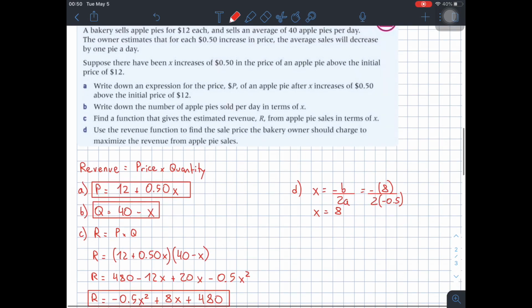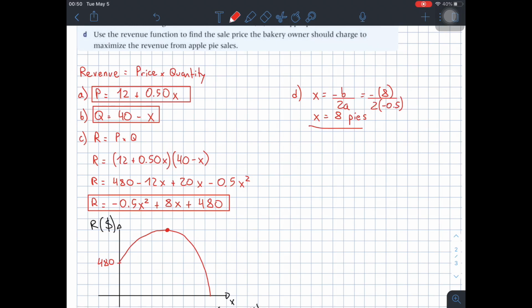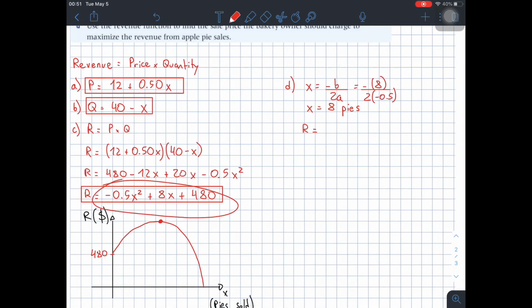So is that okay? Let's see. So 8 pies. We're talking about pies in this case. I think I'm doing this correctly. Let me check. 8 divided by 2 times 0.5. Yes, that's 8. Okay, so if this is the amount of pies that I need to sell, what would be the revenue? To calculate the revenue, we're going to plug in the value of x into this equation over here, and we would have negative 0.5 times 8 squared plus 8 times 8 again plus 480.